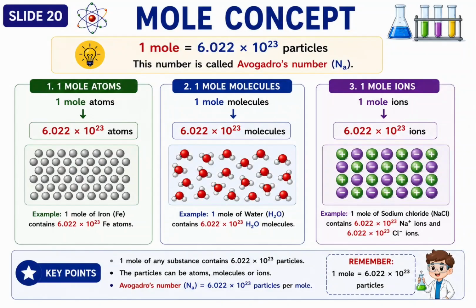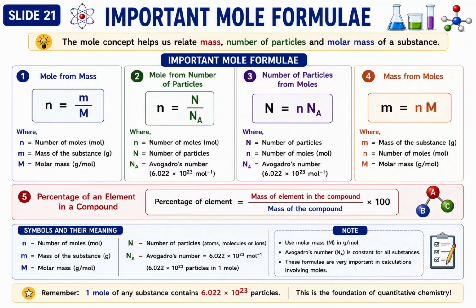Why such a huge number? Because atoms and molecules are extremely tiny. We cannot count them one by one. So instead of saying I have this many trillion particles, we simply say I have 1 mole. So remember, 1 dozen means 12. Similarly, 1 mole means 6.022 into 10 to the power 23. This is very important.